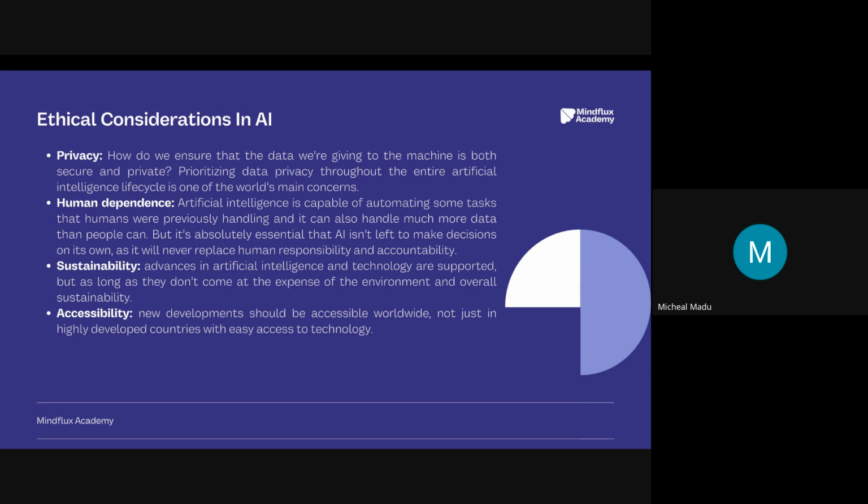And there has to be sustainability. Advances in artificial intelligence and technology are supported, but as long as they don't come at the expense of the environment and overall sustainability. These AI models are okay to use, provided they do not interfere negatively with our way of life and what affects our environment. Now, next up, we're looking at accessibility. New developments should be accessible worldwide and not just in highly developed countries with ease of access to technology.